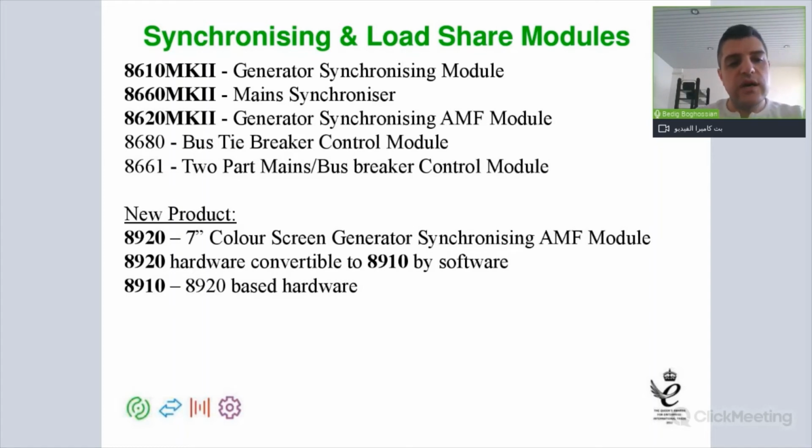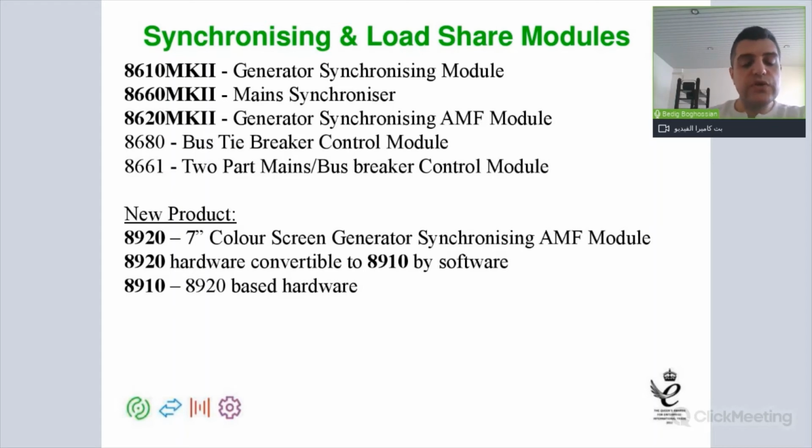Then we got a bus tie breaker controller. It's the 8680. We have a two-part solution for the 8660 because sometimes within the mains synchronizing application, you got your mains breaker in a certain location and your bus breaker in a different site. And then you need a communication device in order to control the breakers. That's the job of the 8661.